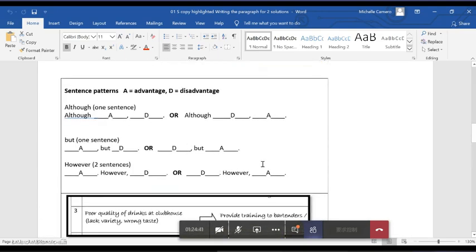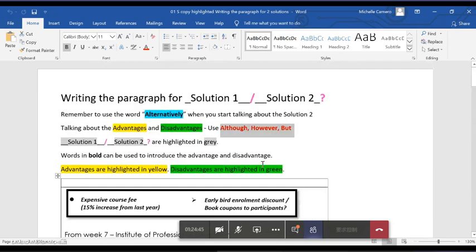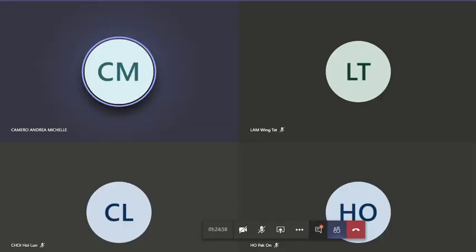And I did send this to you as well. So we did it in class and I sent it to you in an email. The reason why I'm explaining this is because of the way I highlighted things. Alternatively in blue, advantages in yellow, disadvantage in green, although, however, but in red. Now, I don't expect you to memorize that because it's not like you're going to go highlighting your paper when you write it. That's not the requirement.